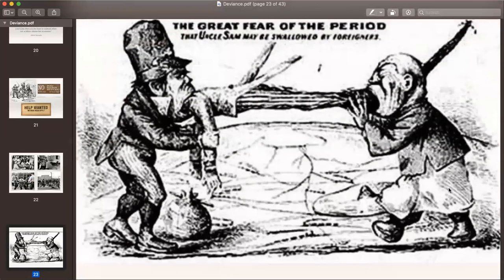Look at this image, the great fear of the period, that Uncle Sam may be swallowed by foreigners. On the right-hand side, this was in newspapers, supposed to depict a Chinese individual. On the left-hand side, supposed to depict an Irish individual eating Uncle Sam. That immigrants are jeopardizing America. That was the common fear.